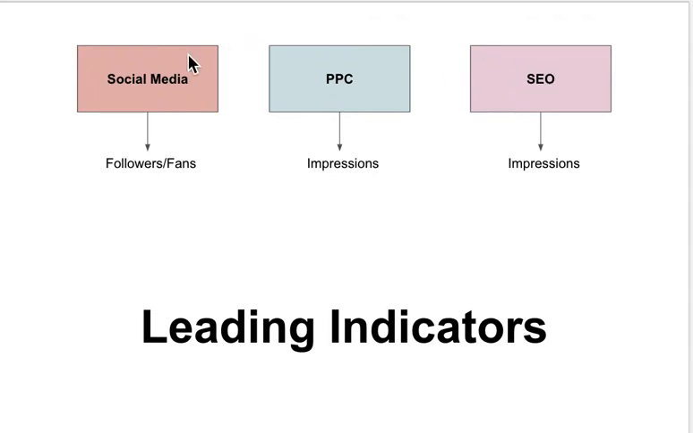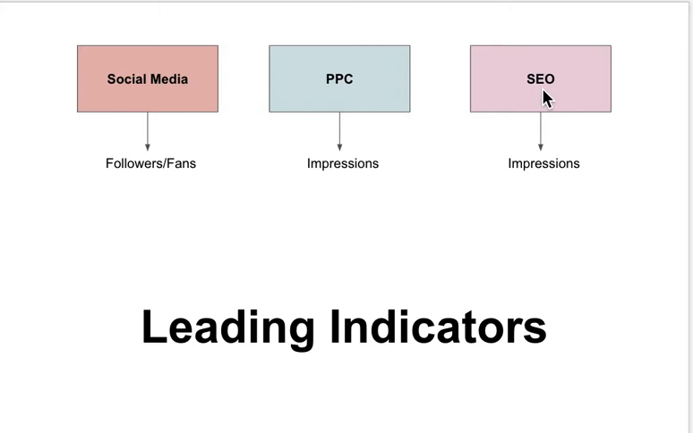Some of the initial things that we look at, initial data points that we look at, are things like followers and fans for social media. How many people are following us as a brand? For pay-per-click and search engine optimization, impressions. How many times is your ad placed on someone's web browser? How many times are you appearing in someone's search results for search engine optimization?